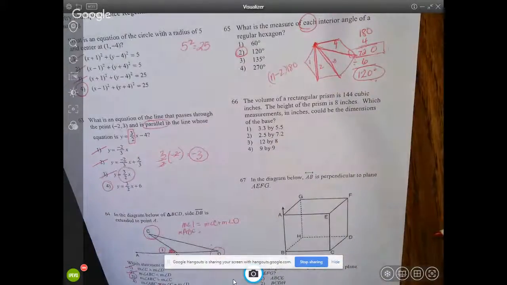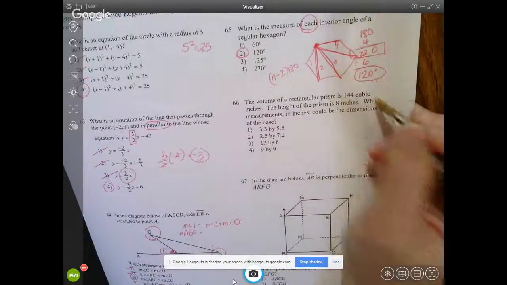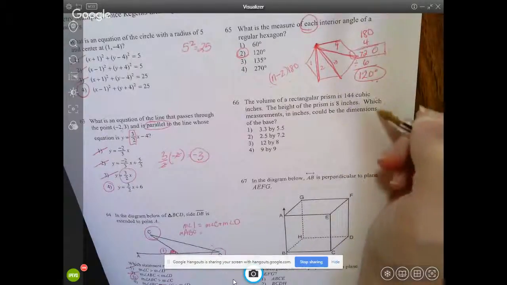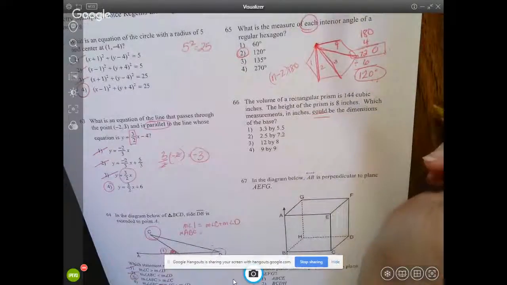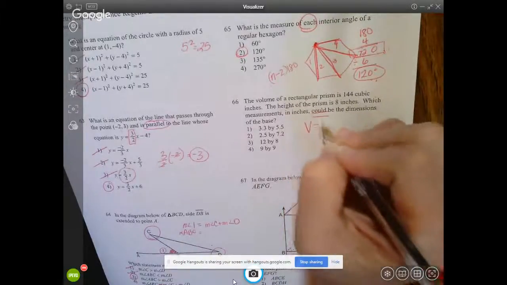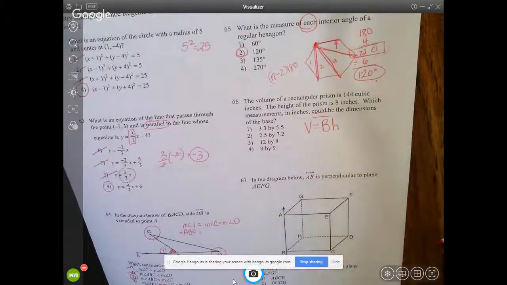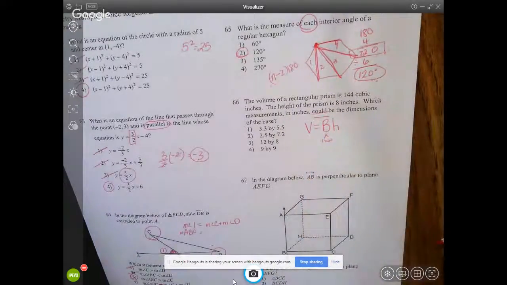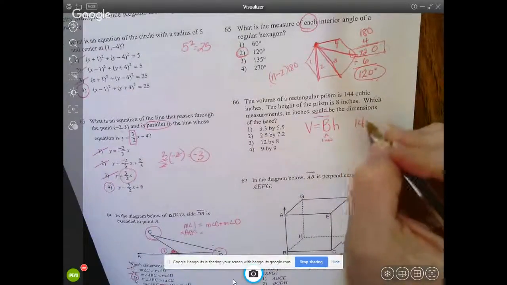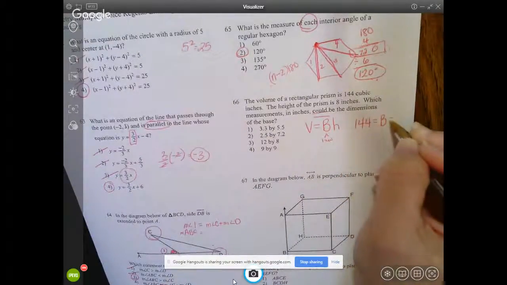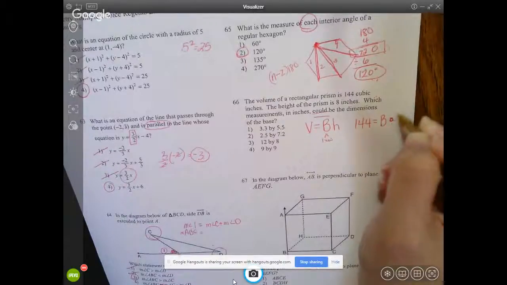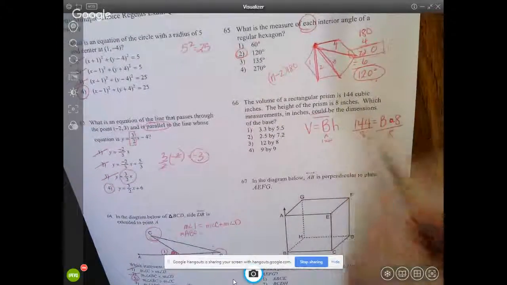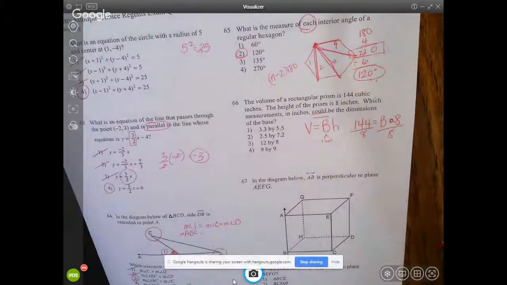Number 66, it says the volume of a rectangular prism is 144. The height of the prism is 8. Which measurements in inches could be the base? But we know that on the formula sheet, you're going to see BH, where the big B actually is the length times the width. So if I plug in 144, I keep my big B, and then I multiply that by 8. Well, I have to divide both sides by 8 to figure out how many inches my big B has to equal. So 144 divided by 8 is 18.